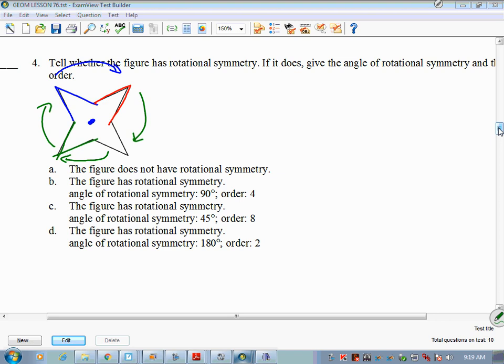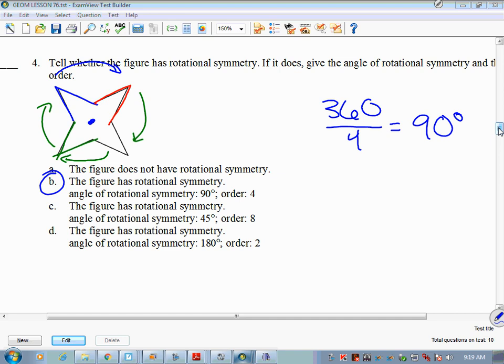Now, just like with a square, if I can rotate it 4 times, how am I going to find the angle of rotational symmetry? Okay, what's 360 divided by 4? All right, so the angle of rotation is 90 degrees. It does have rotational symmetry, and because the order is 4, I'm getting B as an answer there.